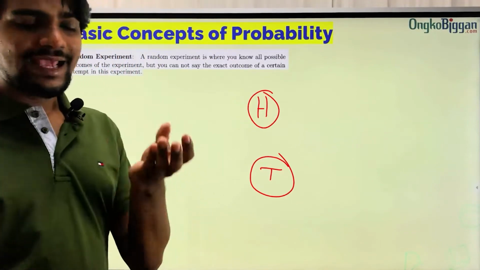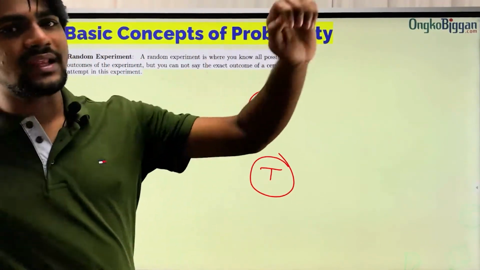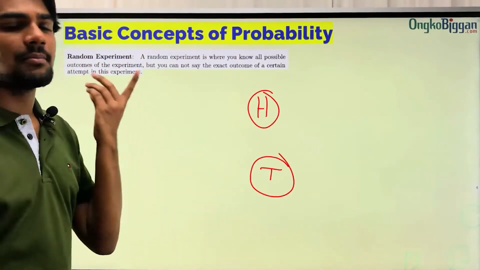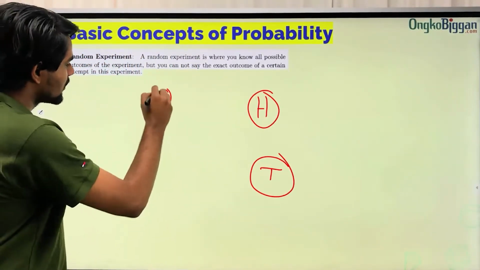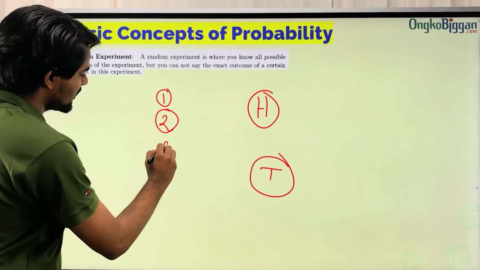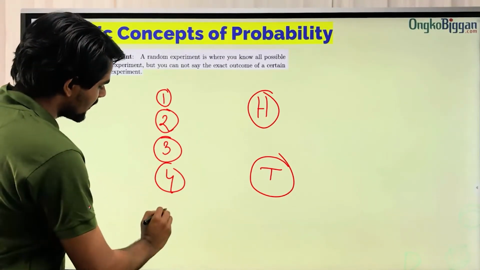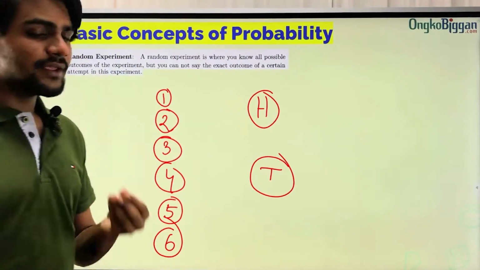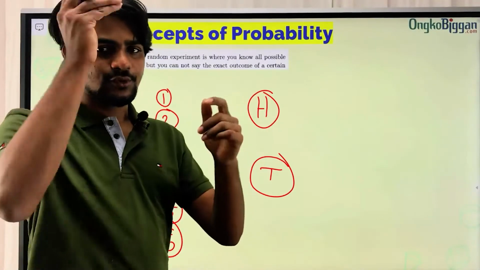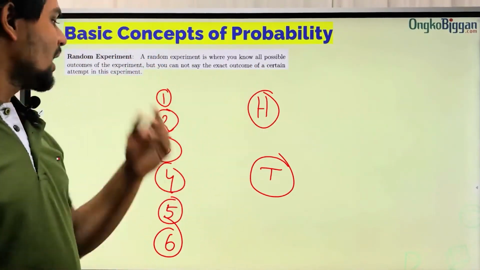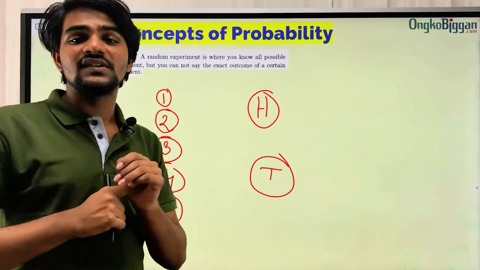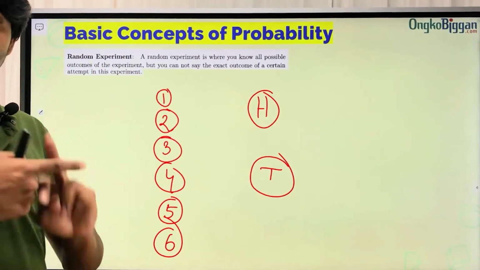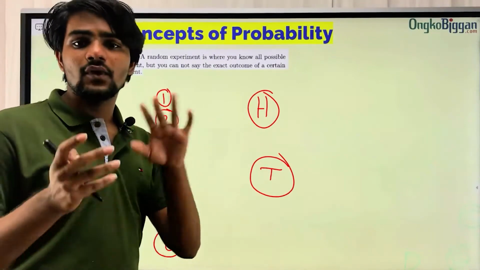Similarly, you can take a dice and throw it. Okay. You know that a dice has 6 numbers: 1, 2, 3, 4, 5, and 6. If you roll a dice, you have the possibility to get 6 numbers. That is, we can get 1 or 2 or 3 or 4 or 5 or 6.